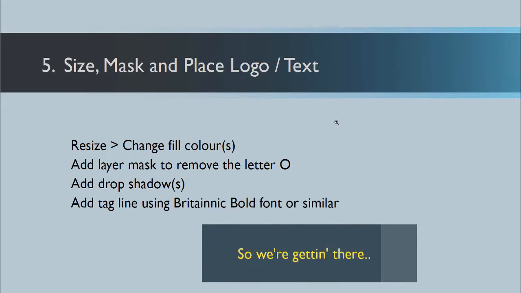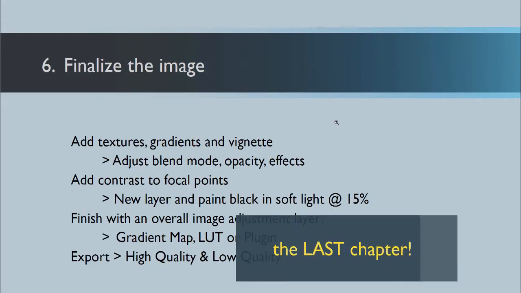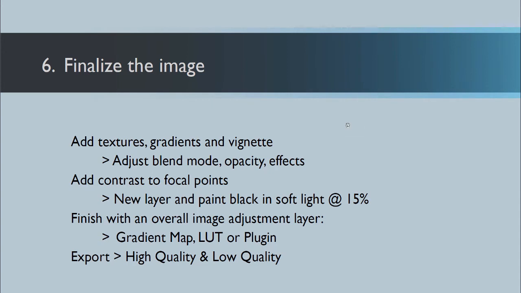Okay, so we're getting there. We're on to the last chapter. Chapter 6, finalizing the image. So we'll add textures, gradients, vignettes. We'll play with blend modes and opacity and effects. Add contrast to focal points. So that's very important as far as compositing. And then we'll finish with an overall image adjustment using gradient map, LUT or lookup table or plugin that you can find online. I think today we'll just stick with basic gradient map, and then of course we need to export.